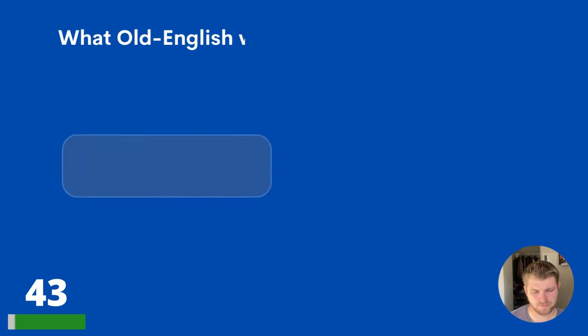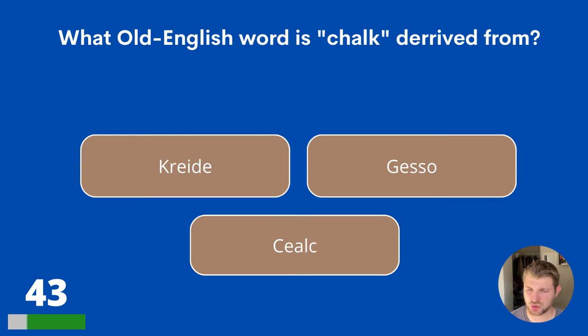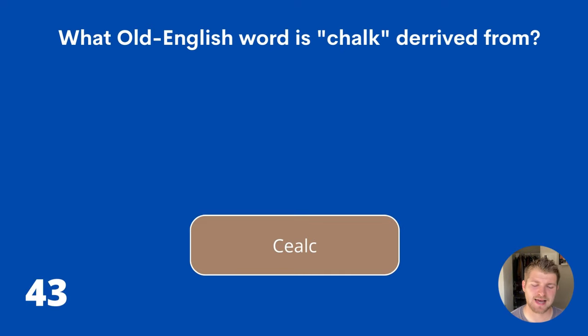43. What Old English word is chalk derived from? Cred, gesso, or calc? And that's the answer, C-E-A-L-C.